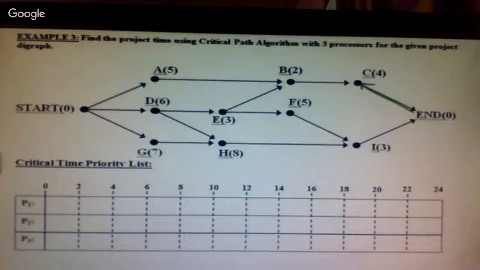N to C gives me a critical time of 4. N to I gives me a critical time of 3.